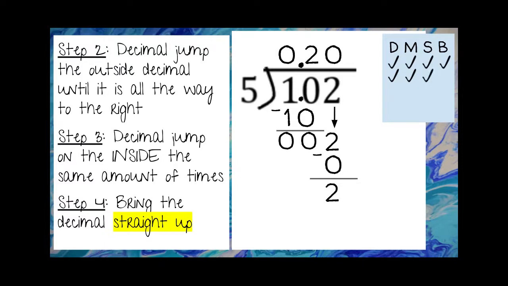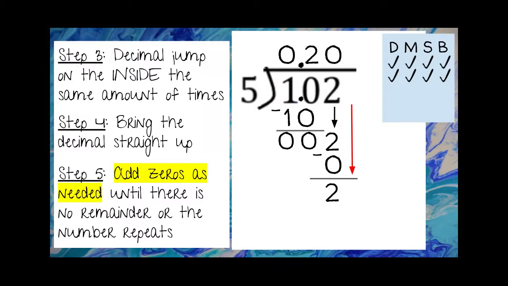Check off subtraction. Now, I might think I'm done because I used every digit. However, I have to realize that I have a remainder, and that's a big no-no. There are no remainders. It's fine that I used every digit, but that's not good enough. So I'm going to bring down another number. There's no number there. So let's look at step 5. It says to add zeros as needed until there is no remainder or the number repeats. So we're going to go ahead and add a 0 there and bring that down.